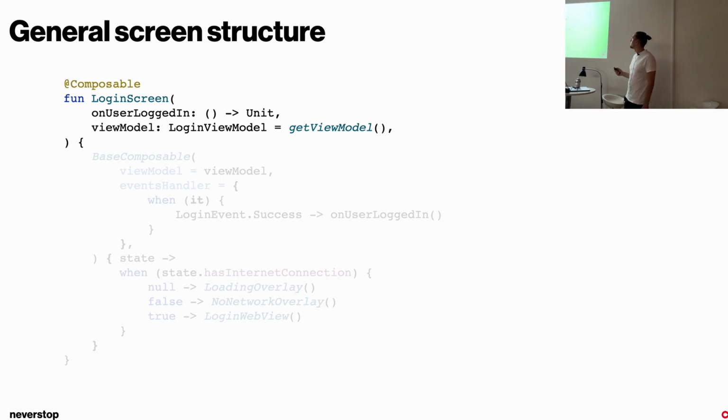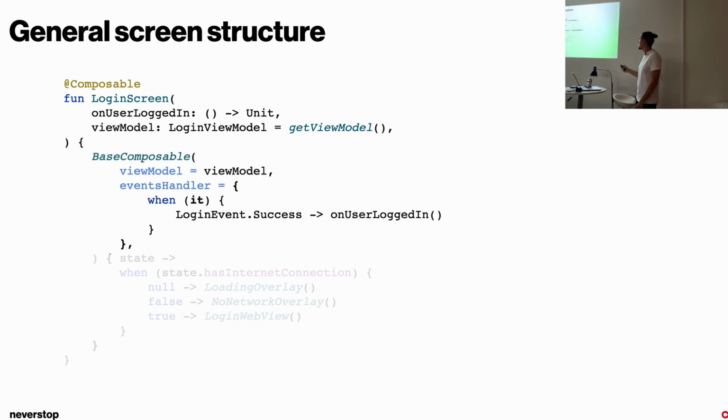We'll take the login screen, for example. It gets 2 parameters. The first one is on user logged in, which is used for navigation. We're going to see navigation a bit later. And the other is the view model, which is just injected.